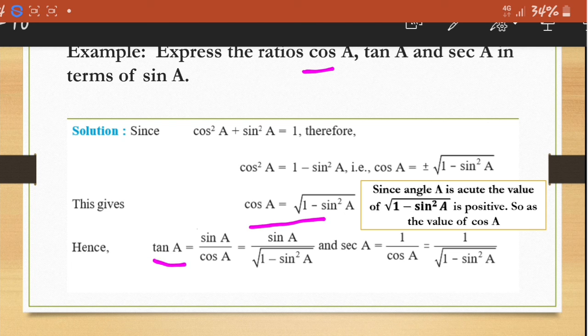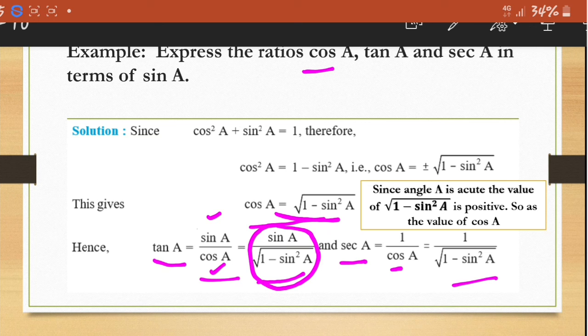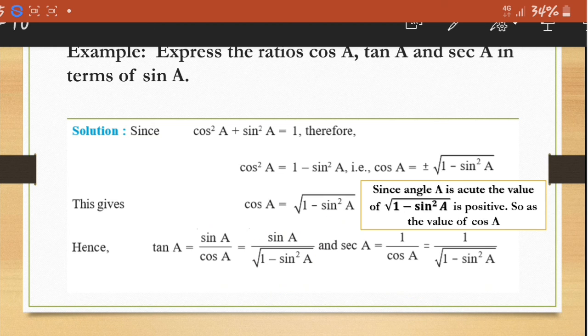Now tan A. Tan A can be written as sin A by cos A. In place of cos A, you can use this value of cos A. Okay, that means this whole thing will be in the term of sin A. Similarly, sec A is equal to 1 by cos A. In place of cos A, again put the value root under 1 minus sin square A. So that means this sec A will be converted into the term of sin A. Okay, in this way you have to solve this one.